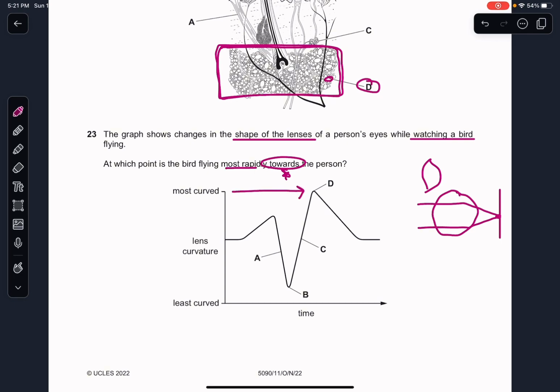So at which point is the bird flying? Since the bird is flying, from a faraway point it is going to come to a nearer point. So the answer would be C. It would not be D or B. Because B, obviously the lens is less curved, but it is not going to be D. Why? Because at this point it is the most curved. It means that it is very near to the person, but we're talking about a bird that is in motion. We're not talking about a bird that is fixed, sitting on a tree or something like that. So therefore the answer is going to be C.